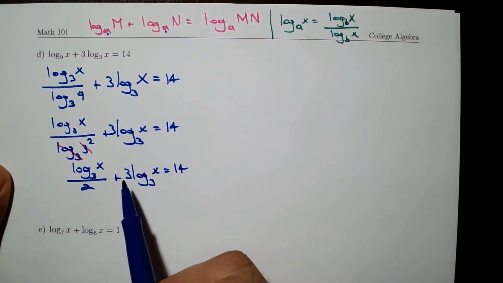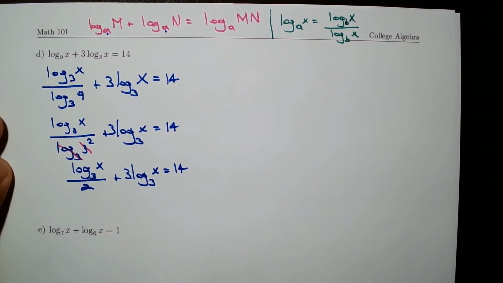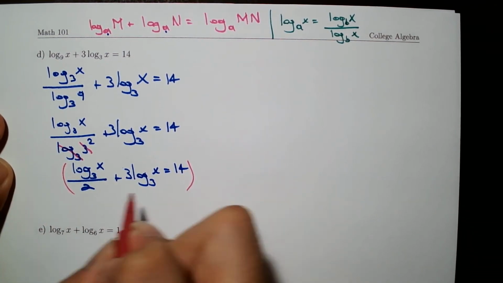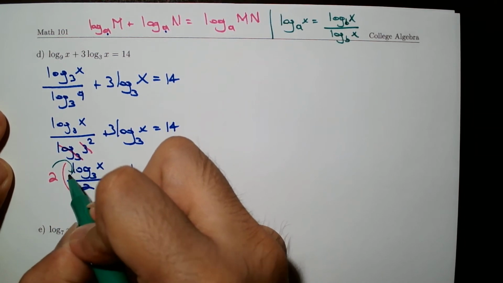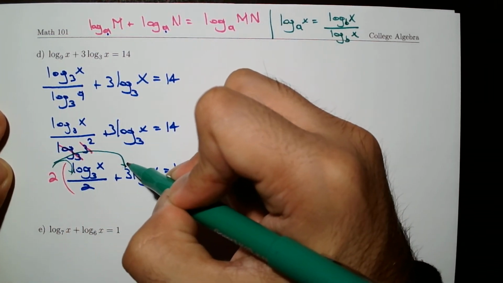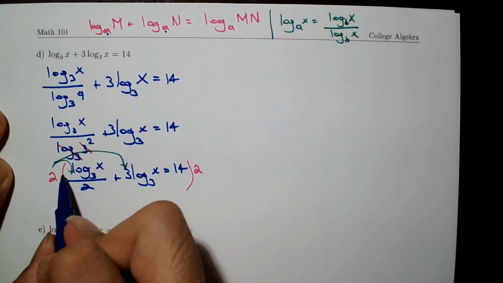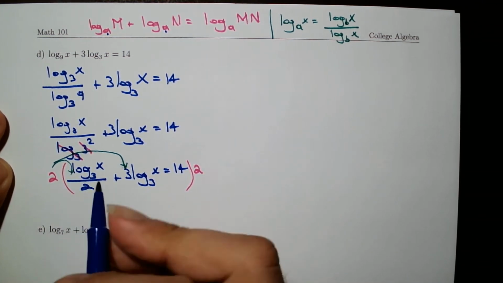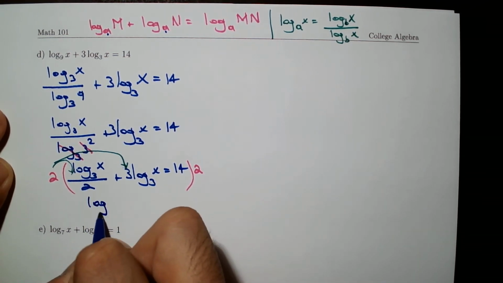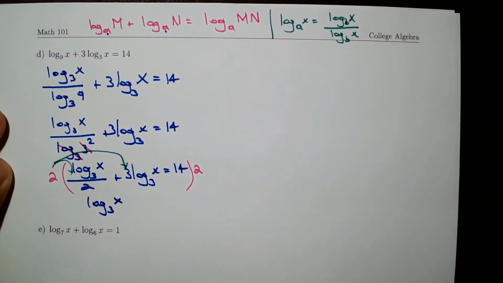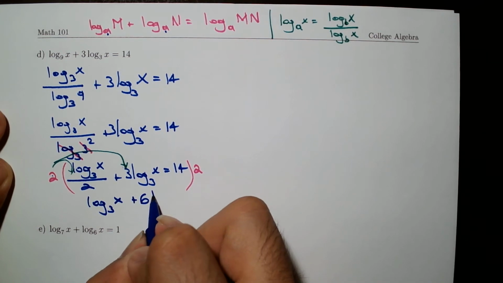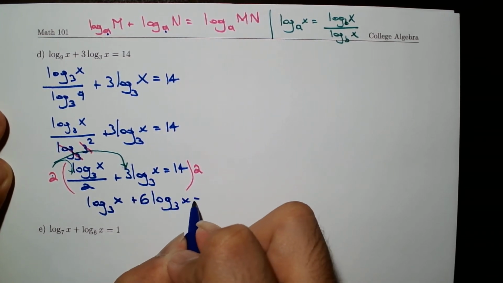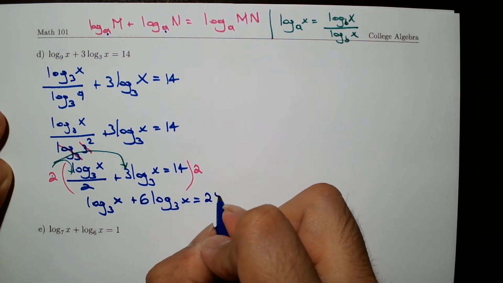All right, so now we can combine terms together, but in order to do that, I'm gonna clear these fractions by multiplying both sides by 2. So when I distribute the 2, I'm gonna distribute here, and then I'm going to distribute there. When I distribute here, I'm gonna have 2 log base 3 of x divided by 2. Basically, the 2's cancel. Let's be specific about what cancels. And when I multiply 2 times 3, that's a 6. And 14 times 2, that's a 28.